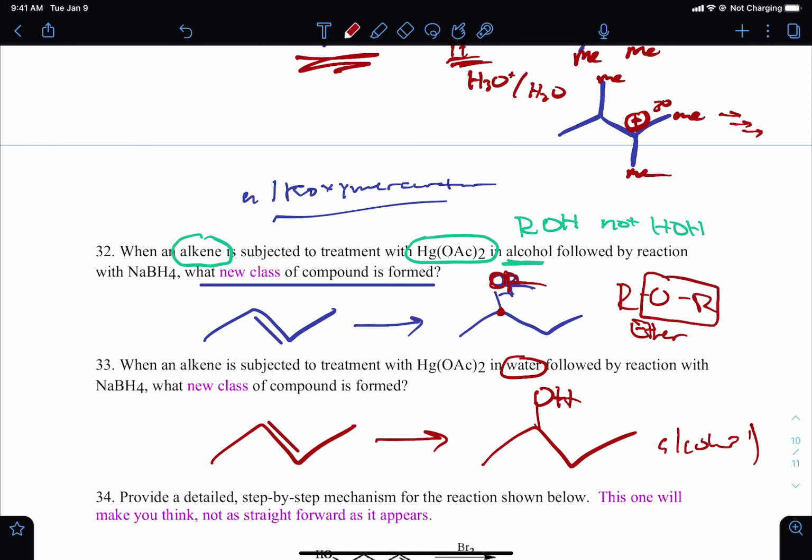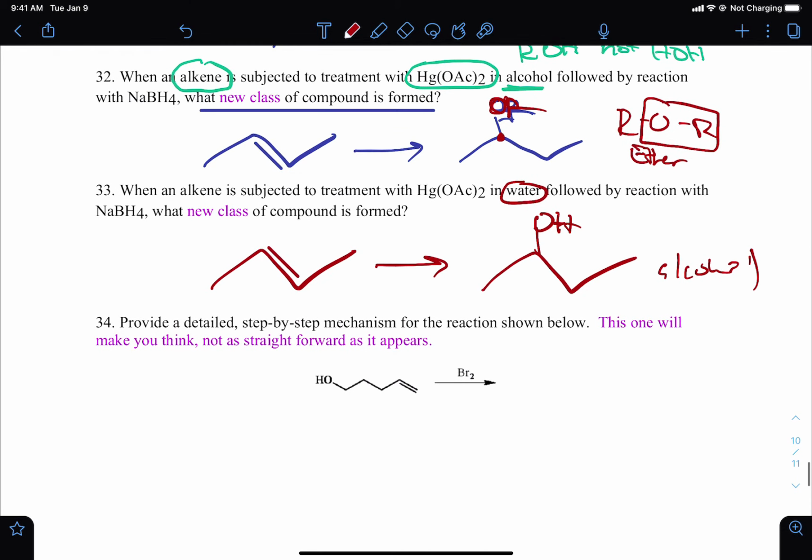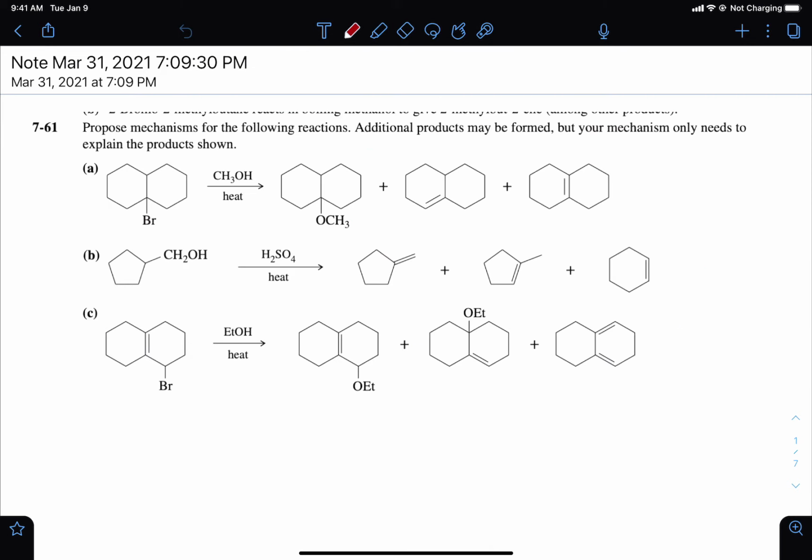All right. So that is it. We already did 34 and the rest of the problems during our lesson. So I'm going to cut here, and then we're going to switch over to the Wade problems. Okay, so the problems from Wade. It was 761C. Let me get at my list here. So 761C, propose mechanisms for the following reactions. Additional products may be formed, but your mechanism only needs to explain the products shown.